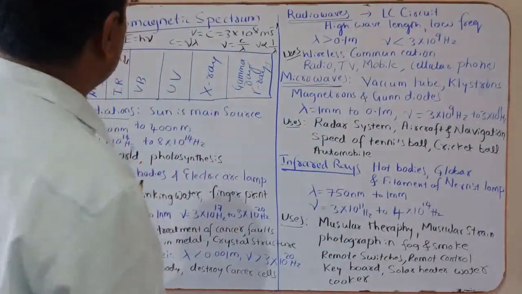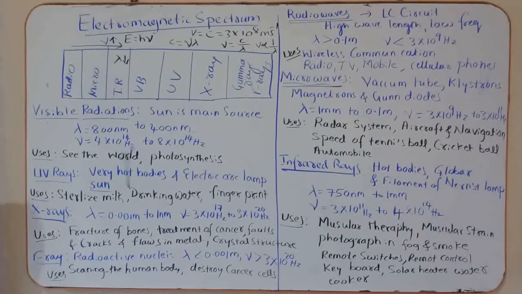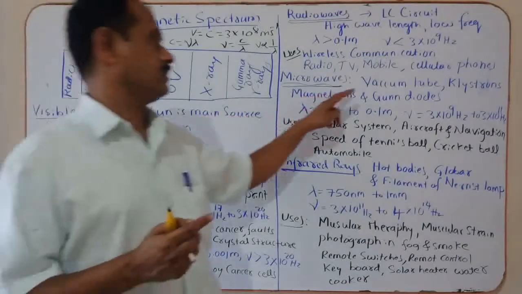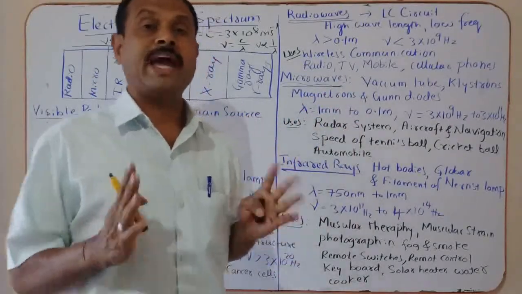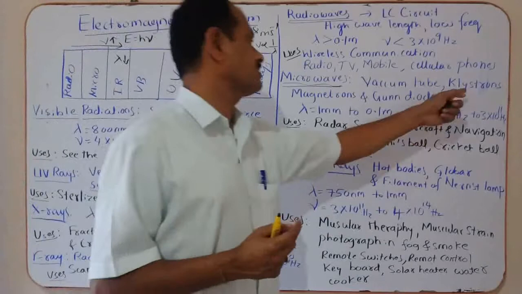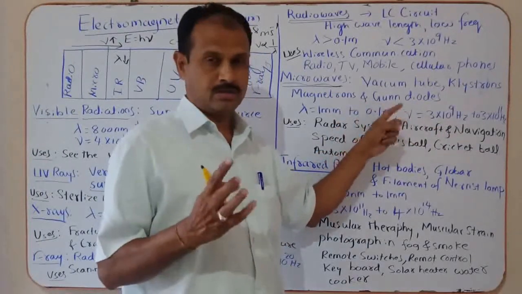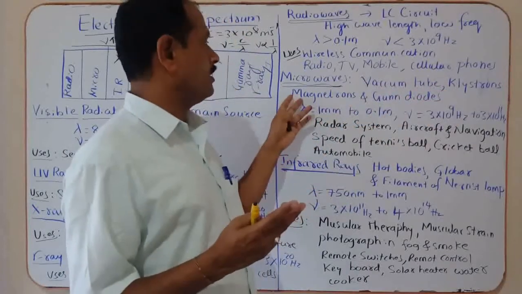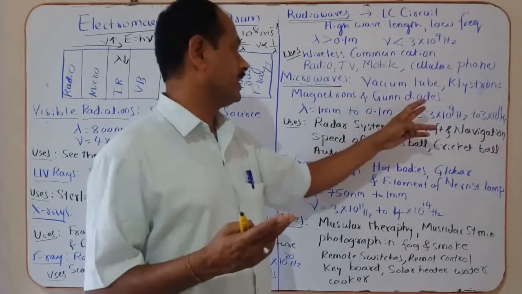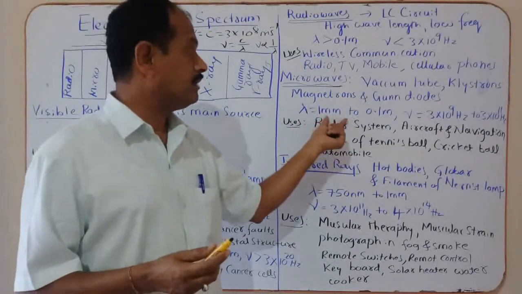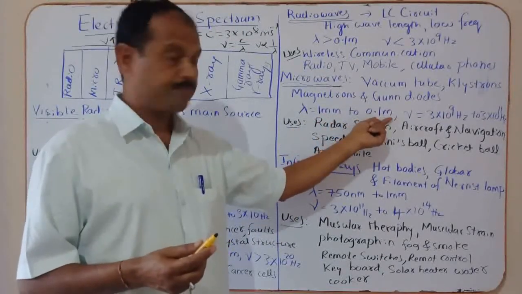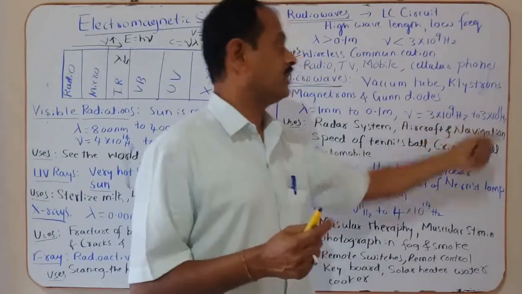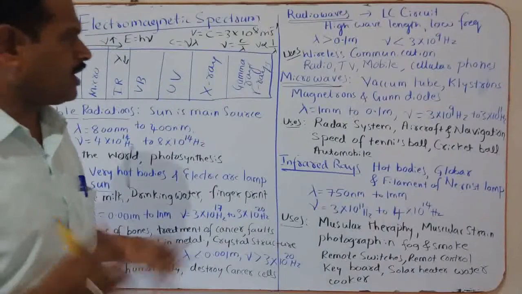Now, next you come to microwaves. Microwaves are produced by vacuum tubes, klystrons, magnetrons, and gun diodes. The wavelength range is 1 millimeter to 0.1 meter. Frequency range is 3 into 10 to the power of 9 hertz to 3 into 10 to the power of 11 hertz. What are the uses of this one?